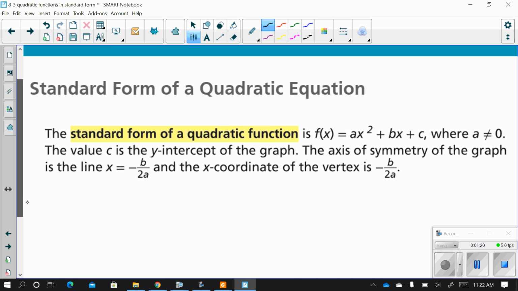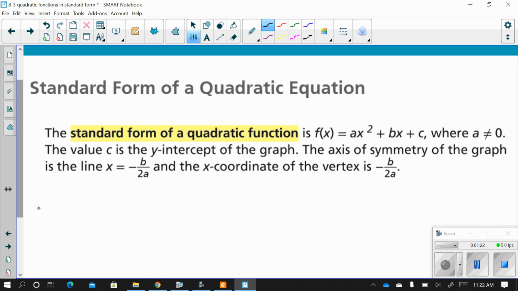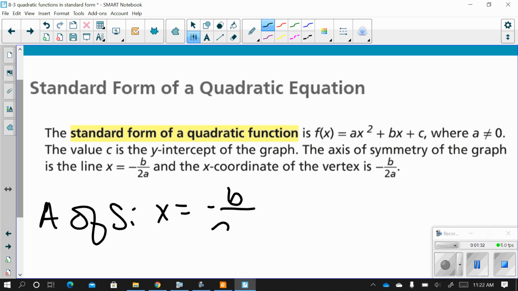When we did vertex form, we talked about the axis of symmetry and the vertex. Well, the axis of symmetry, this time we're going to use a formula. Axis of symmetry is the equation x equals negative b over 2a, and a and b come directly from standard form. Then the vertex, we're going to use our axis of symmetry to help us find it. This is the x-coordinate of the vertex, that negative b over 2a. And I'll show you how to find the y value in a few minutes. So you've got to know this formula, x equals negative b over 2a.